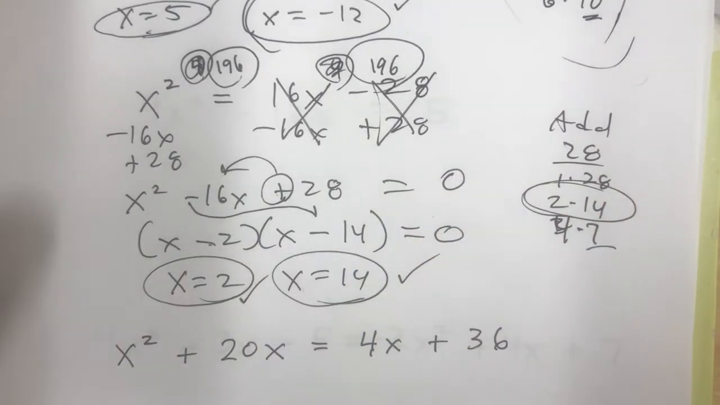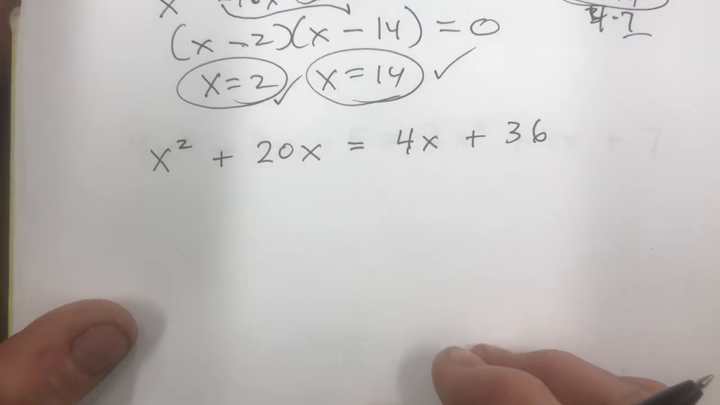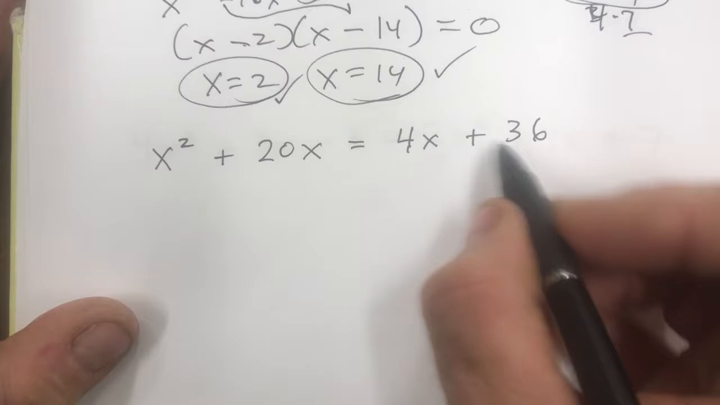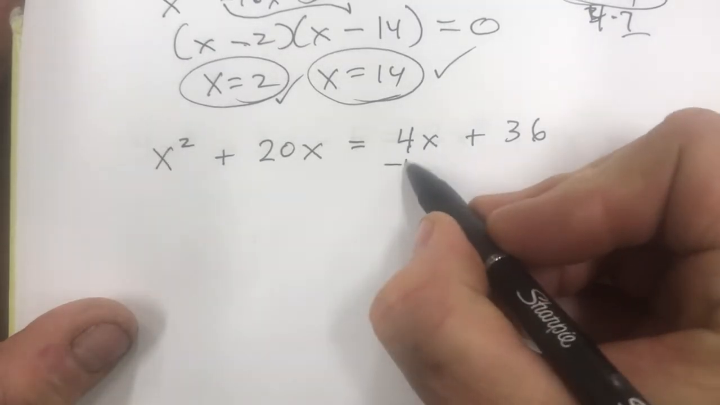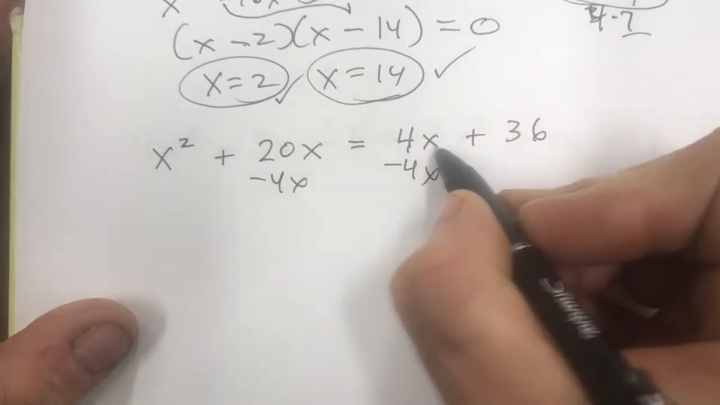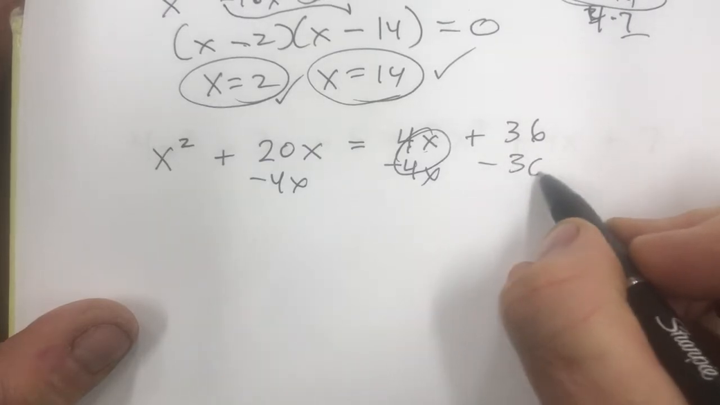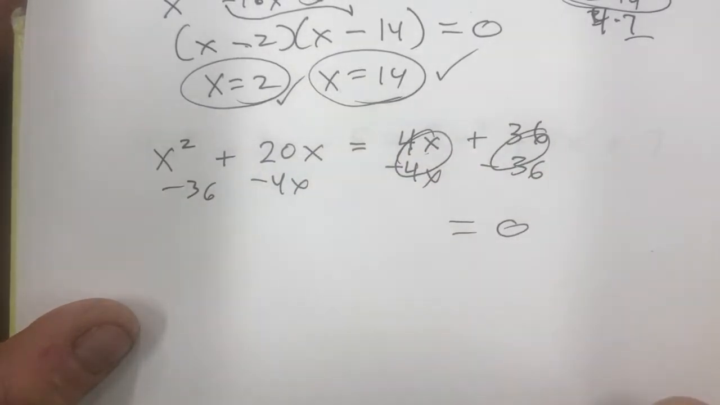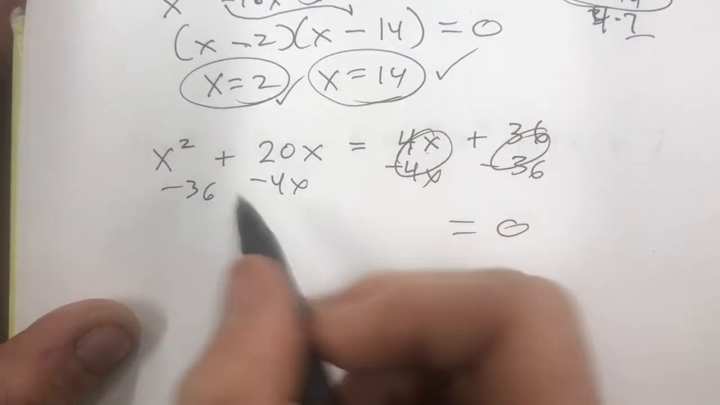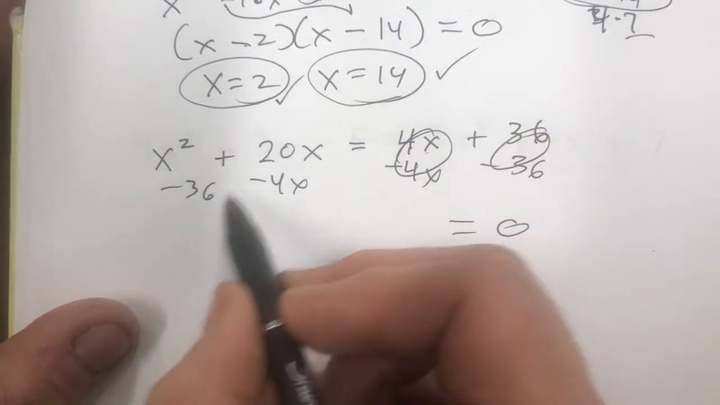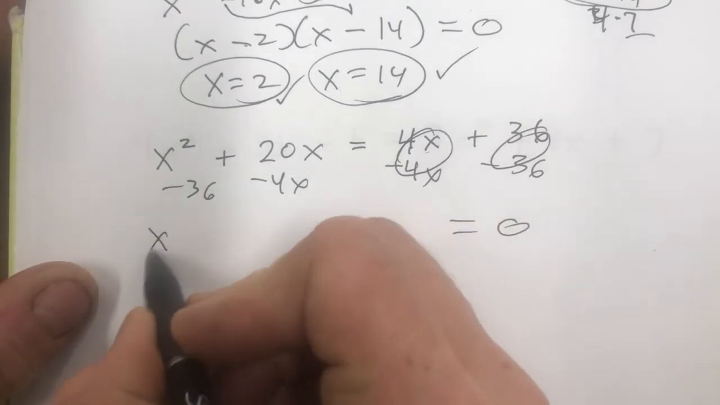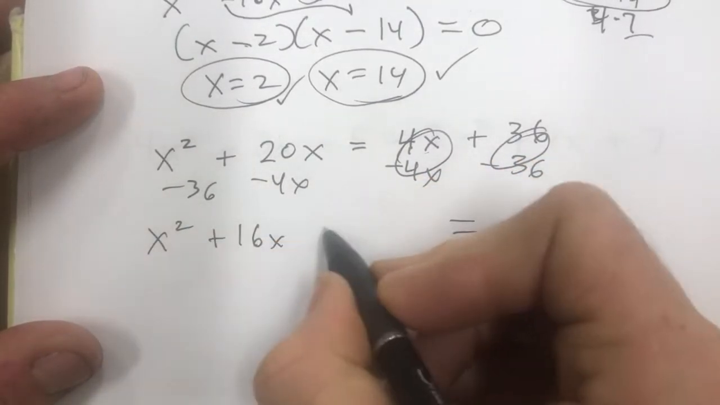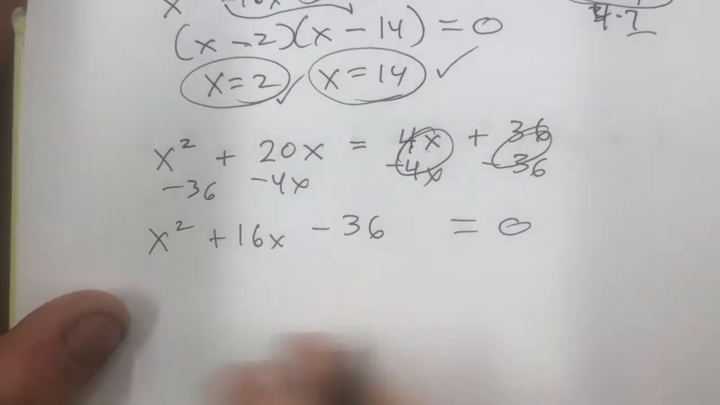Okay, and then one last one here of the a equals 1 type. See, it equals all this stuff. It does not equal 0, so I'm going to have to minus 4x on both sides. That'll go away. I have to minus 36 on both sides, so that'll go away, and that equals 0. Okay, over here, let's put our terms together. These go together, and let's see, I'm going to have x squared, and 20 minus 4 would be a plus 16x, and then I've got a minus 36, and that equals 0, and there you go.